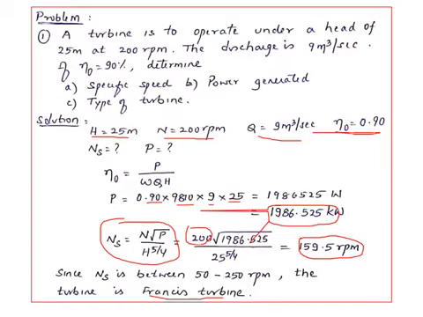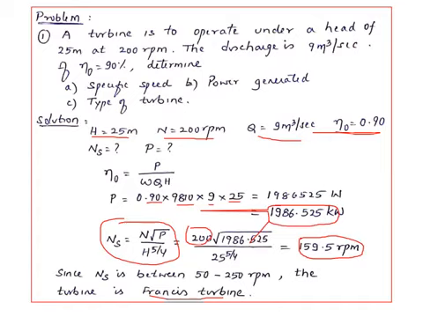So here, depending upon the speed and the head, we can find out the power developed, and using specific speed you can find out what is the type of the turbine. If this answer was somewhere around 400 or 410 rpm, then it would have been the Kaplan turbine. Like this we have various problems to be done to identify the type of the turbine.